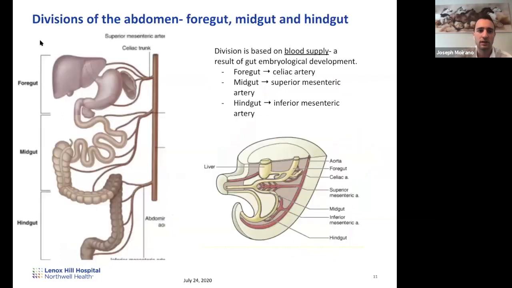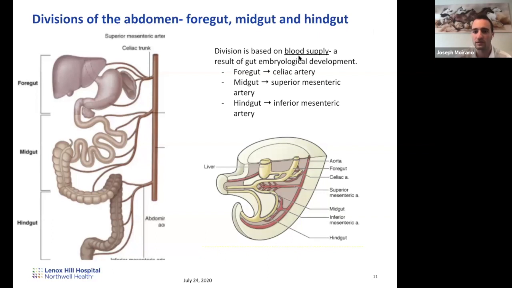Okay, so if we're looking at the different divisions of the abdomen, a good way to split this up is by its blood supply. We're going to classify the abdomen in 3 different ways: the foregut, the midgut, and the hindgut. This is based on the blood supply, from the celiac trunk to the foregut, the superior mesenteric artery to the midgut, and the inferior mesenteric artery to the hindgut.